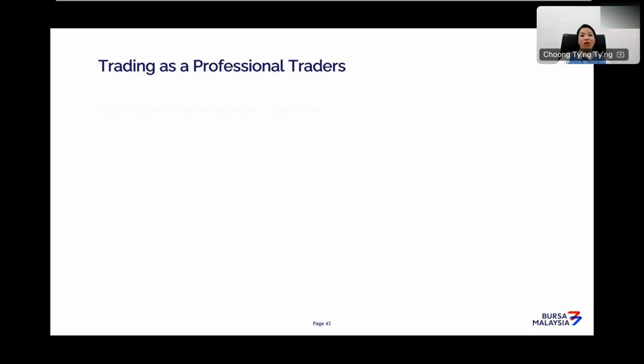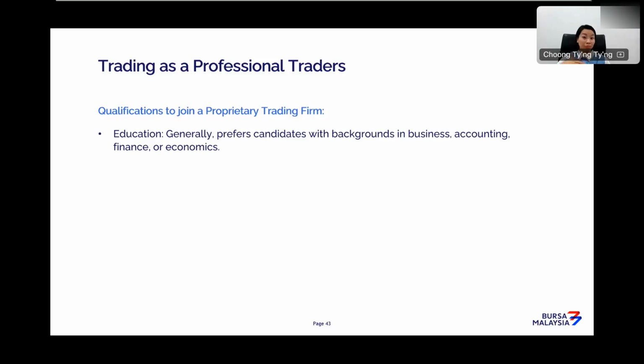Now, trading as a professional trader, these are some of the qualifications that you can take as a reference, just general rules, but not the ultimate one. Meaning your education background, mostly they are taking from business, accounting, finance. Many of my previous colleagues came from an engineering background. And many of them took a very huge pay cut at the age of 40 or even more than that. They changed their career path from engineering into the trading industry. So I see many of my friends also doing that.